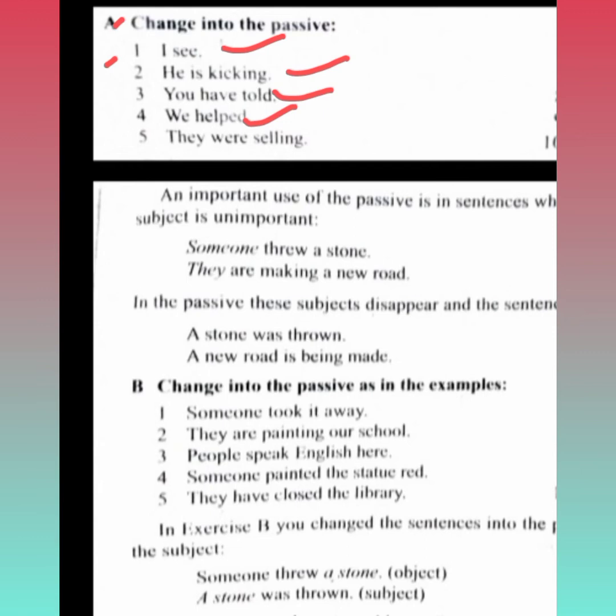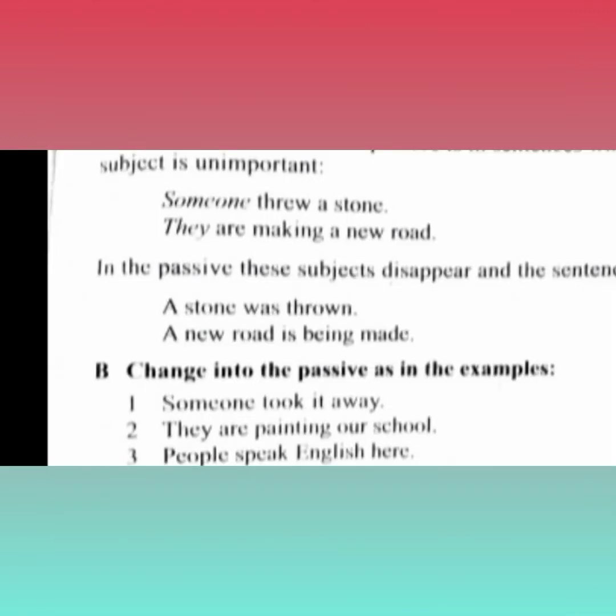They were selling. This is past continuous tense, isn't it? So we have to use were being. So they were being sold. Third form of the verb is sold. So this is clear to you people. I hope the rest of the exercise, 6 to 10, you can do by yourself.